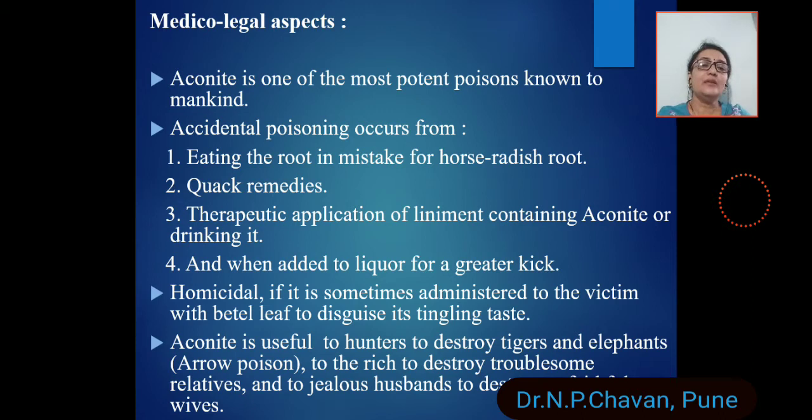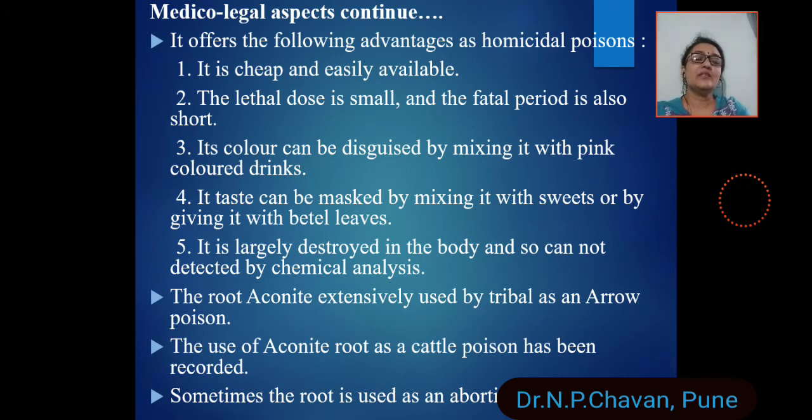So again here we say that aconite is used by hunters to destroy tigers and elephants, also by the rich to destroy troublesome relatives, that was in a previous age, and by jealous husbands to destroy unfaithful wives, that was long back. The medicolegal aspects: it offers the following advantages if it is used as a homicidal poison. Usually aconite is said to be the ideal homicidal poison.